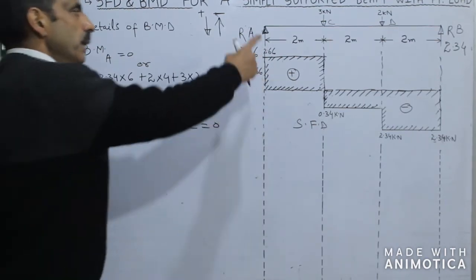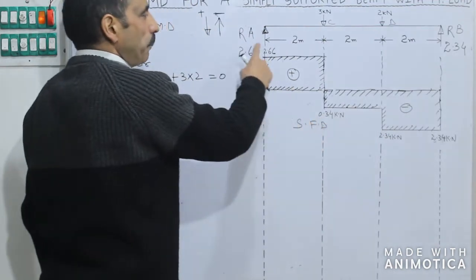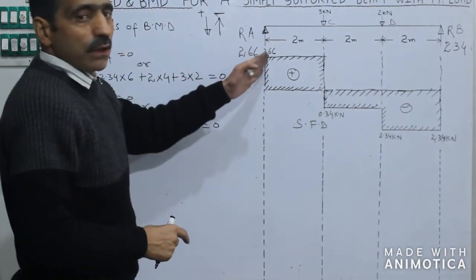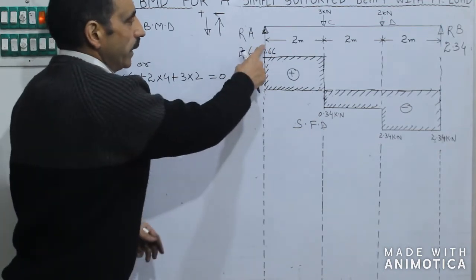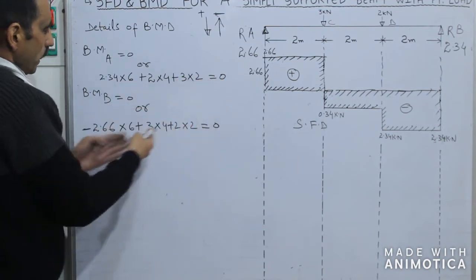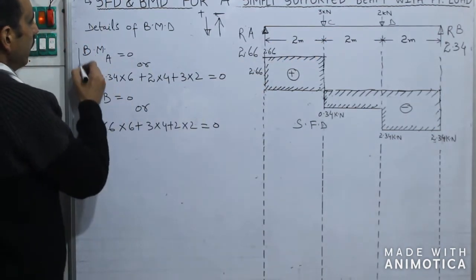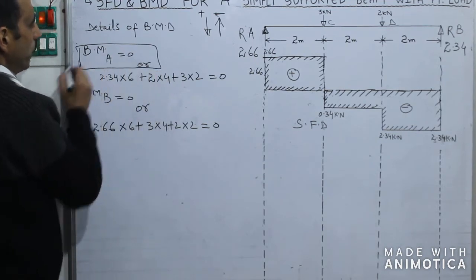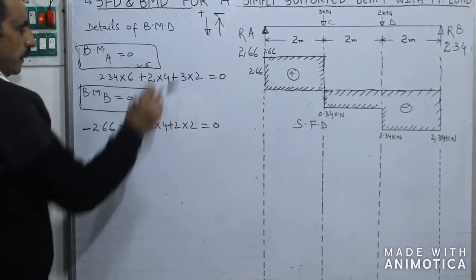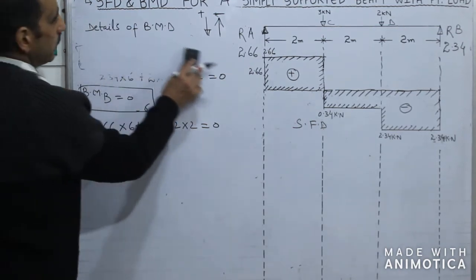What that means is bending moment at A and bending moment at B are 0. In case of a simply supported beam, bending moment is always 0 at the supported ends. I have calculated here, it comes 0, and here also it comes 0. Or you can directly write that bending moment at A is 0, bending moment at B is 0. After that, I will go to bending moment at C.